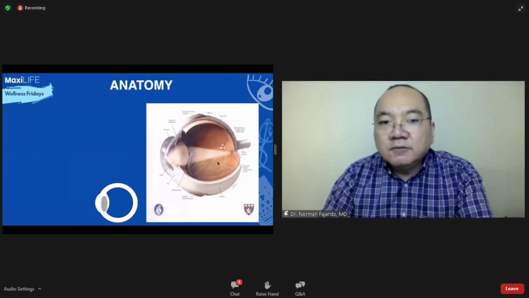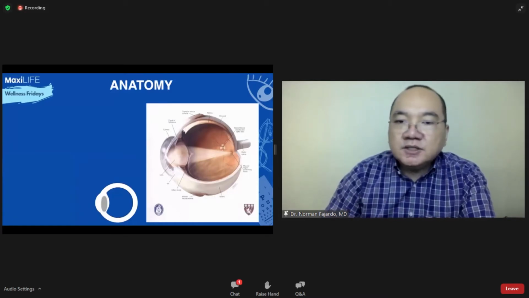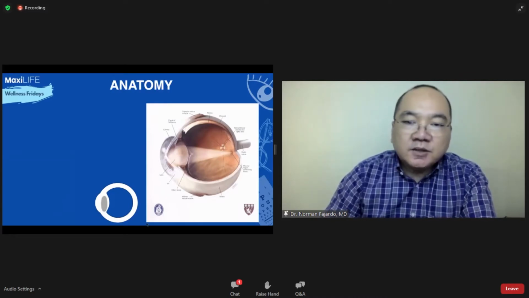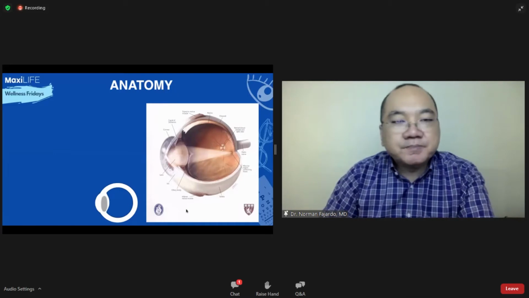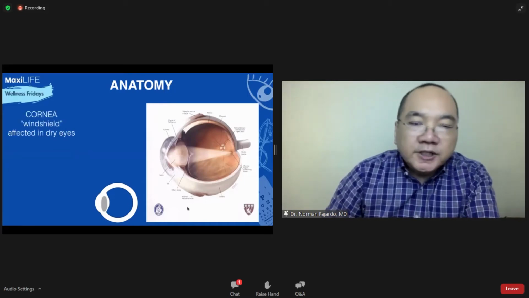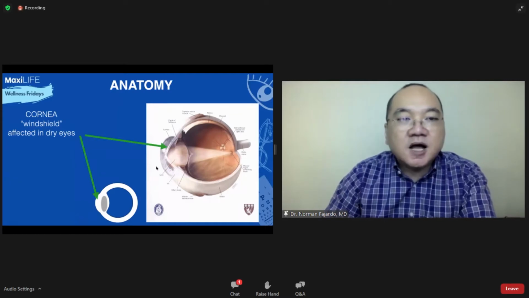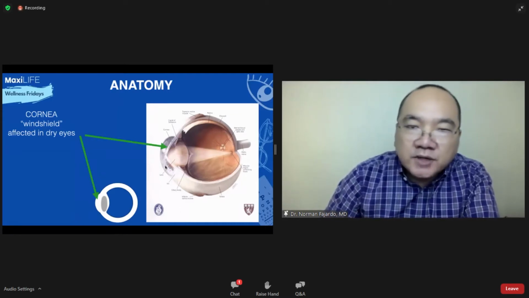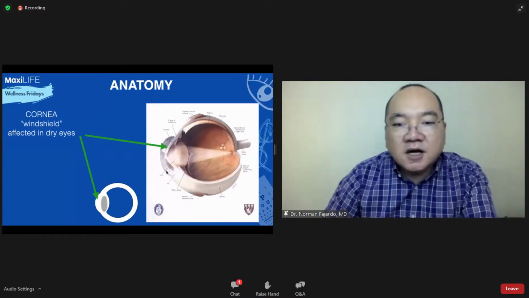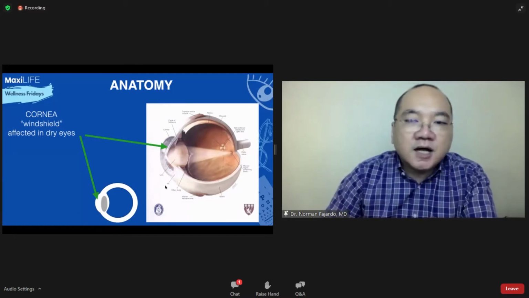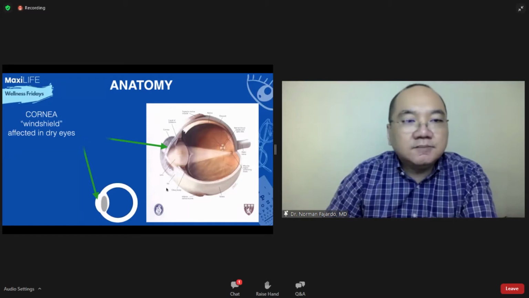On the right of the screen is a picture of an eyeball, and lower here is a schematic representation of this eyeball. The cornea, which is the front part of the eye, is actually the windshield of our eyes. It is the one affected in dry eyes. So pay attention to that because this is where the pain fibers are. If we feel our eyes are dry, this is the one that is affected.